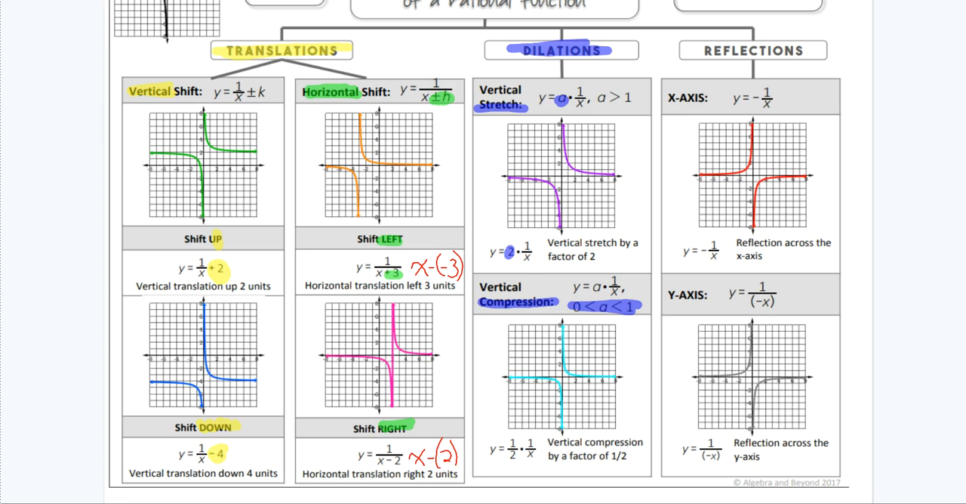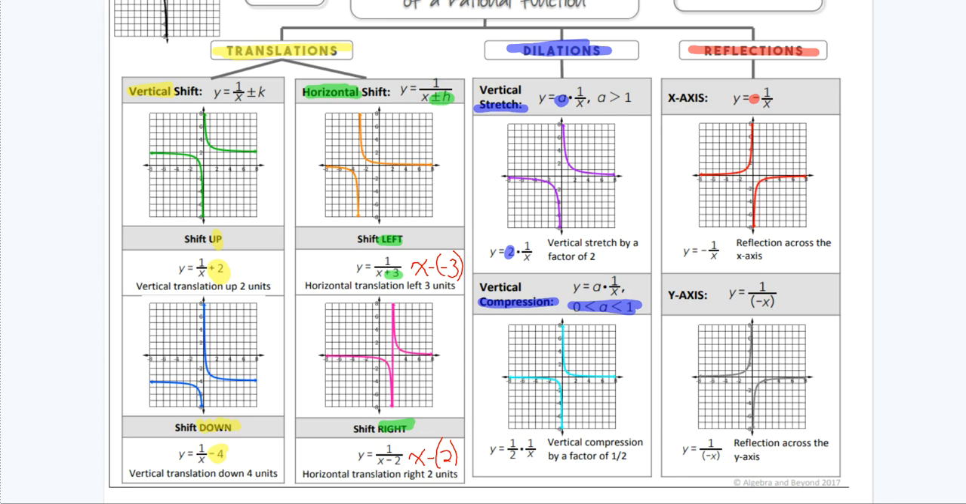All right, and then lastly, our last transformation that we're going to talk about is a reflection. When we have a reflection, we can reflect it either over the x-axis or we can reflect it over the y-axis. When we reflect it over the x-axis, we do that by putting a negative out in front. You can see that my curves flip from the first and third quadrant to the second and fourth quadrant.